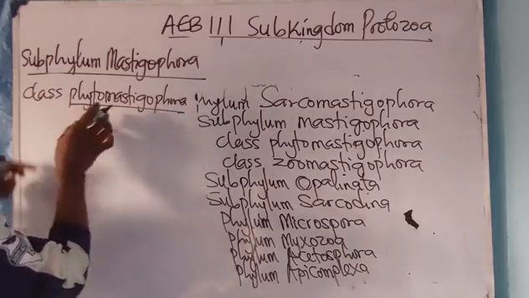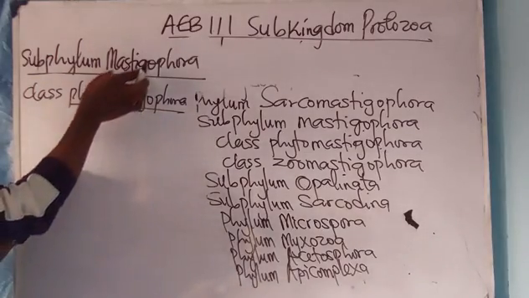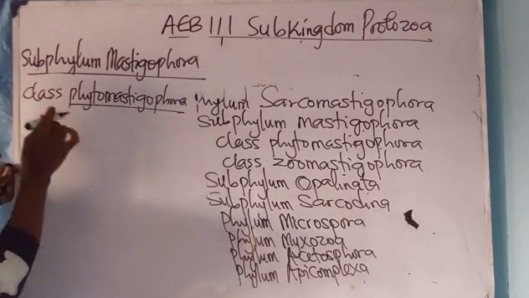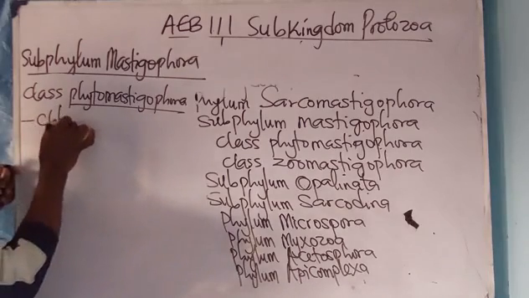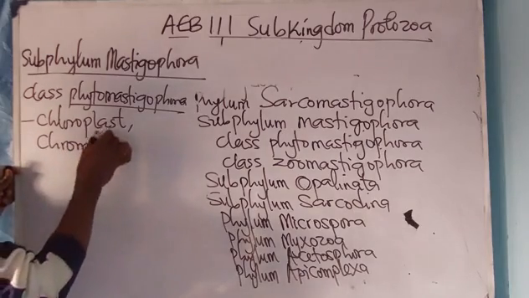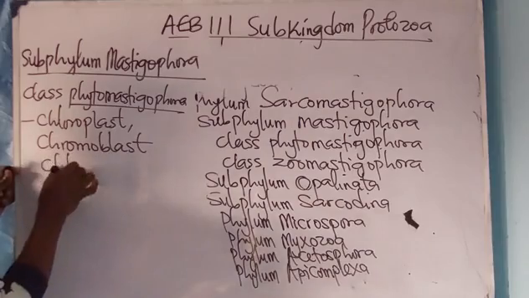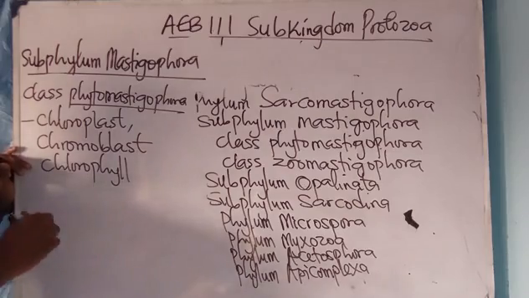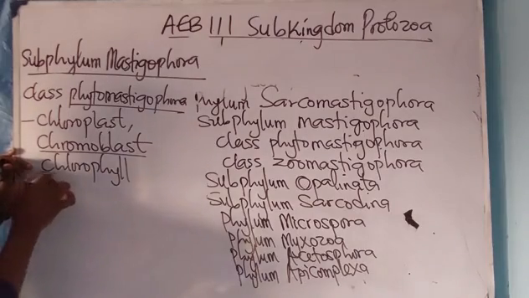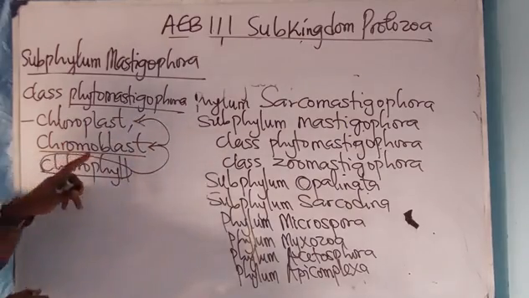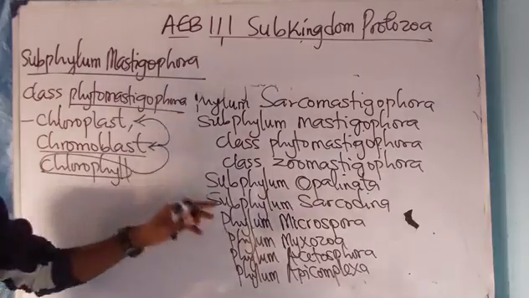Class Phytomastigophora. Since we're talking of Phytomastigophora now, they possess Euglena for locomotion. Definitely phyto. They have chloroplasts, chromoblasts, and chlorophyll. Photosynthesis in algae occurs in the chromoblast. The chlorophyll, which is a pigment, is found in the chromoblast and chloroplast.